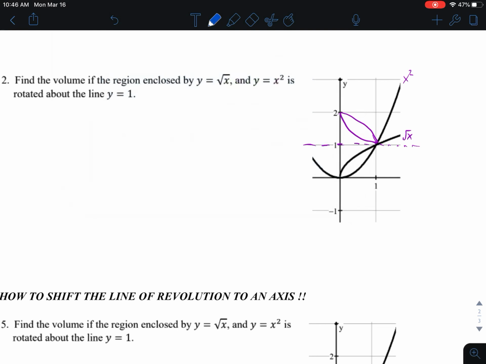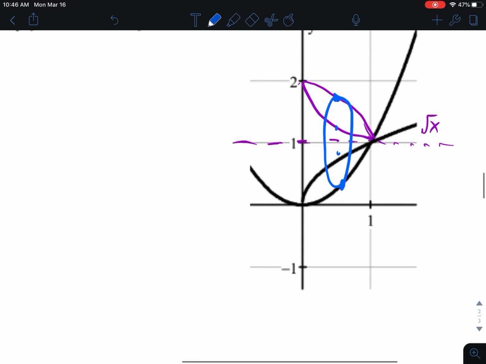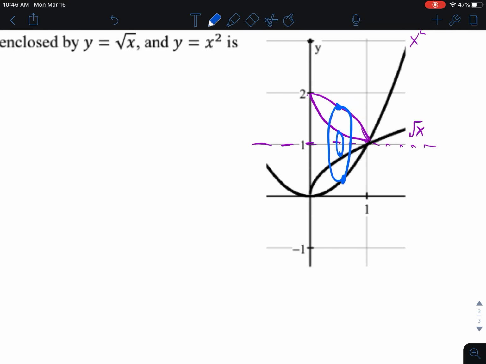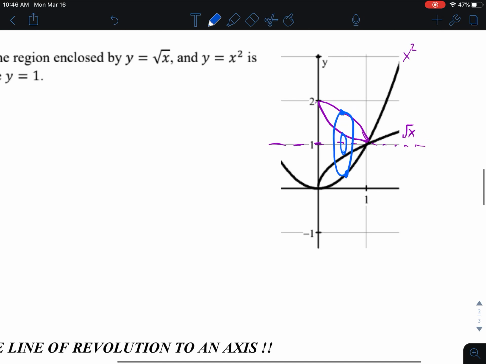Just look at a random cross-section here. This point lines up with this. This point lines up with that. This will rotate around to there. But look at the middle. This will rotate around to there. So therefore, our three-dimensional shape is going to be hollow. It's got an area inside, which means instead of discs, we have to use washers. Okay, we're ready for this.